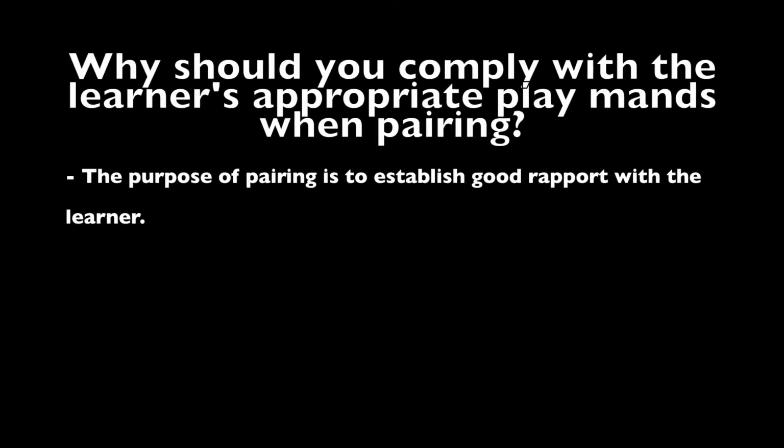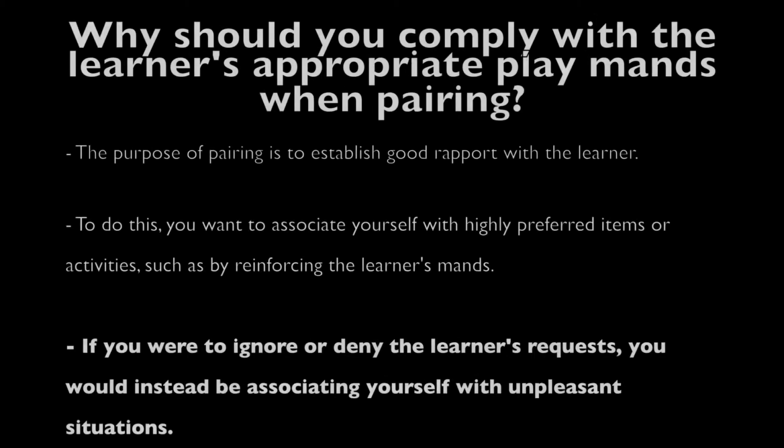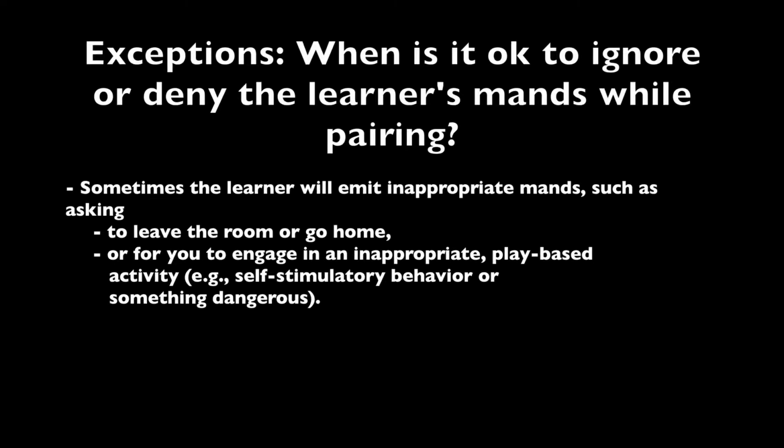Remember that the purpose of pairing is to establish good rapport with the learner. To do this, you want to associate yourself with highly preferred items or activities, such as by reinforcing the learner's mands. If you were to ignore or deny the learner's requests, you would instead be associating yourself with unpleasant situations. When is it okay to ignore or deny the learner's mands while pairing?